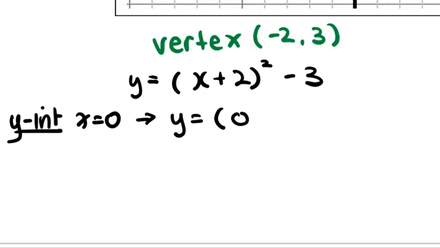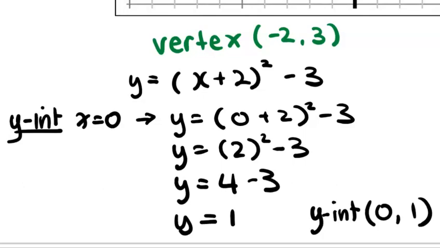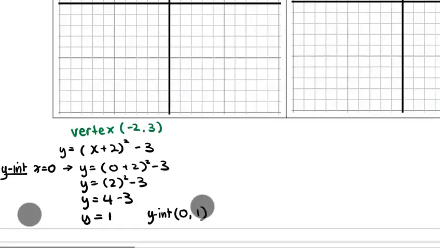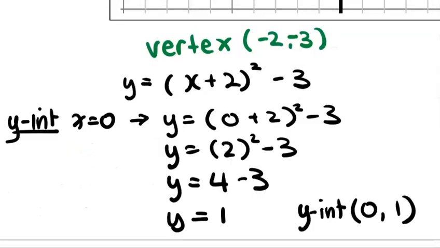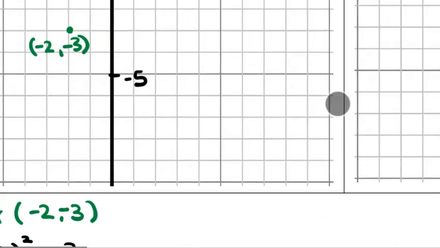Y is equal to 0 plus 2 squared minus 3. And that's how we solve for the y-intercept. I'm going to go ahead and graph the points that we have. And sorry, just a quick correction here. Y is a negative value, not a positive value. Okay, so let's graph this and the vertex.